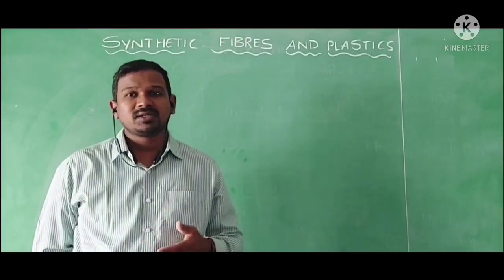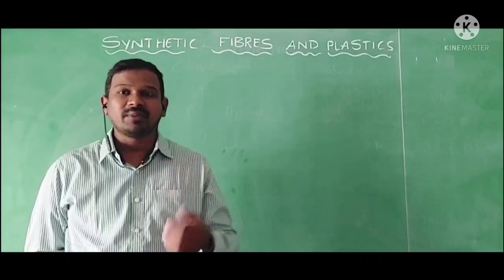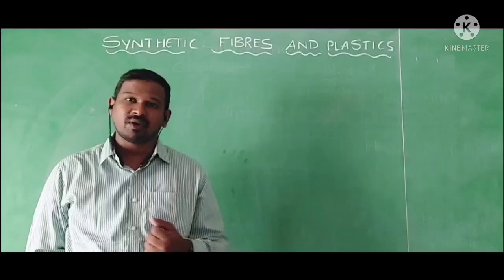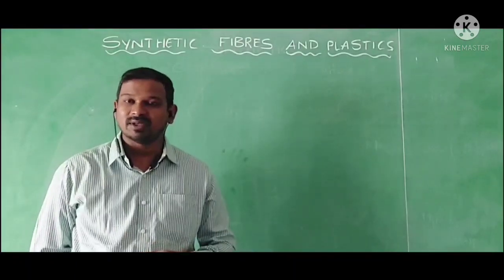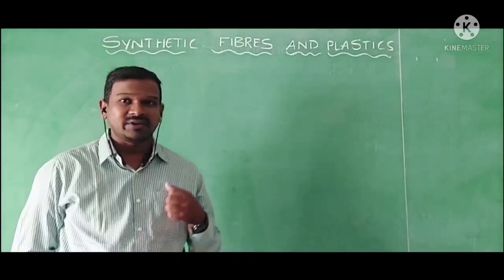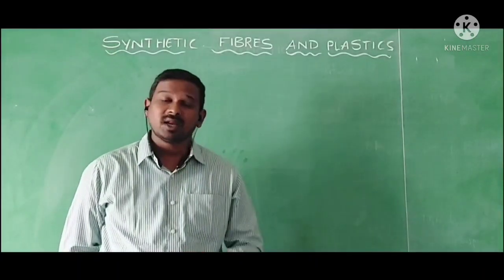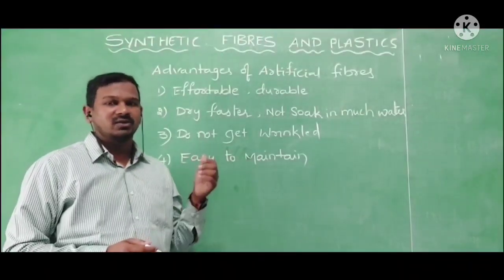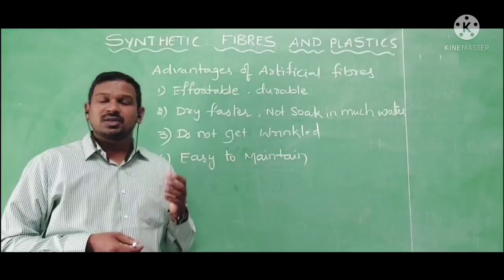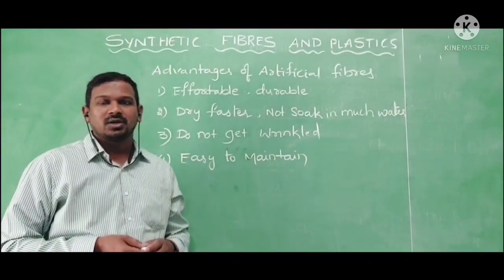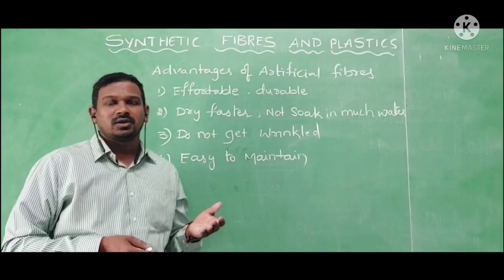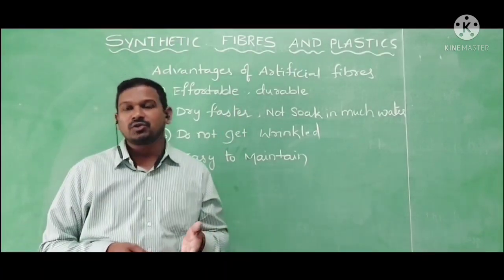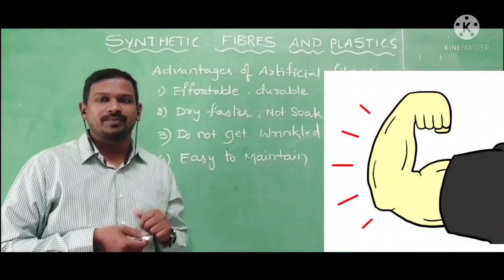They did many experiments. After many experiments with the help of chemicals, finally they manufactured the alternative, the synthetic fibers, that are nothing but man-made fibers. We can call them artificial fibers also. There are many advantages behind the artificial fiber. There are 4 advantages of artificial fibers compared to natural fibers. That's why scientists, and even we, prefer artificial fibers.